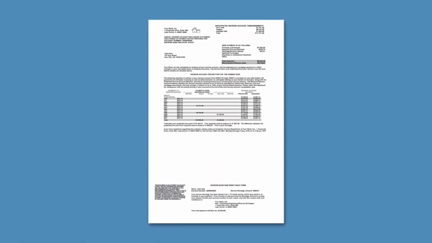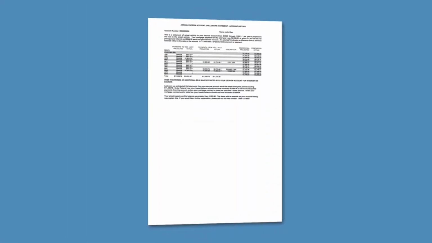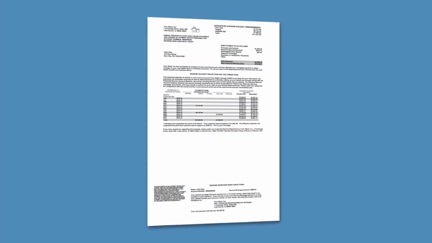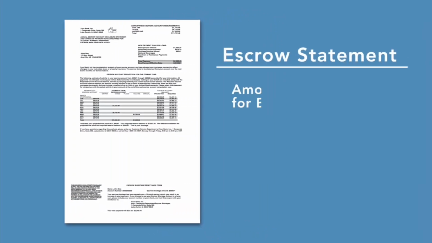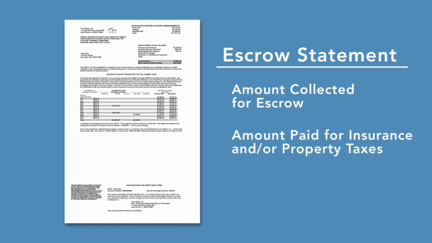In this educational video, we want to explain your annual escrow statement, which is designed to provide details of your escrow account. It shows how much money was collected towards your escrow account, as well as how much was paid for insurance and/or property taxes during the previous year. In addition, it includes estimates or projections for the coming year.